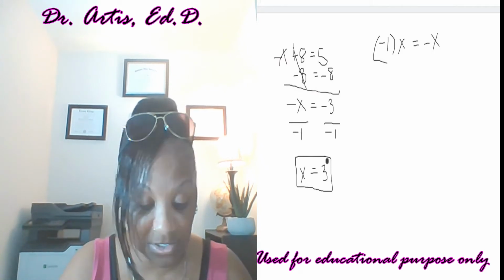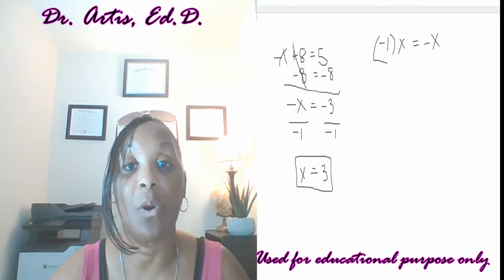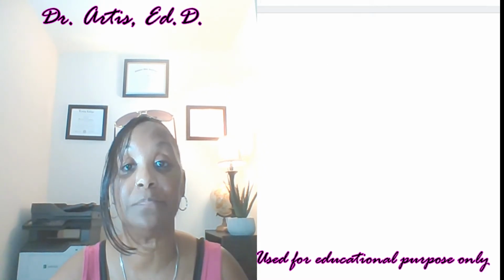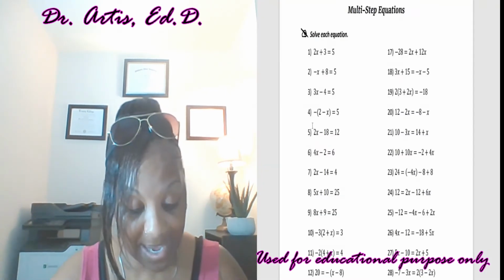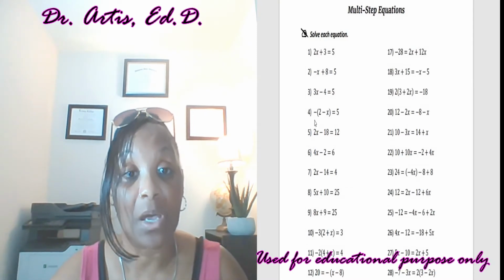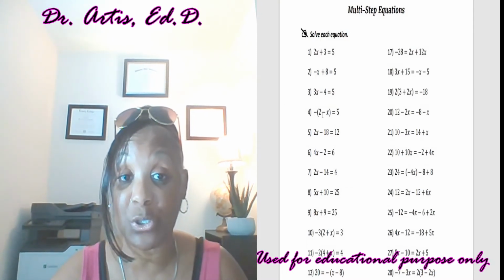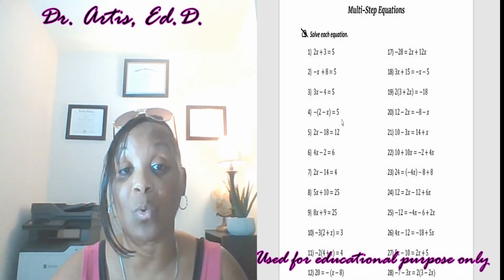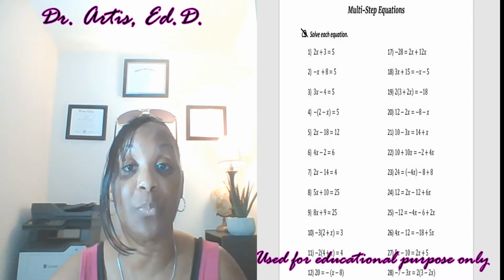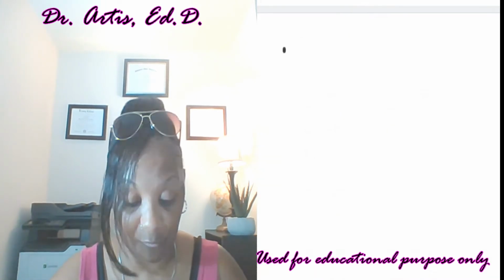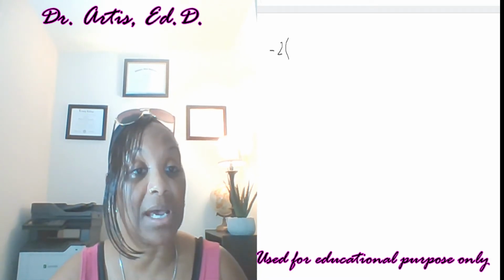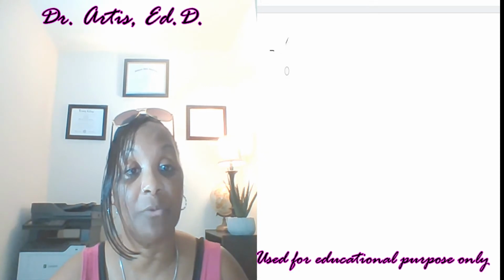All right, so now let's look at number 4. We're going to go back to the worksheet. I'm going to clear the board. Let's go to another board. And number 4, we have negative 2 times the quantity 2 minus x, and this is in parentheses, equals 5. All right, so let's go to the board again. And we're going to write out this problem. We have a negative 2. Oh, I'm sorry, that is not correct. It should be in parentheses.